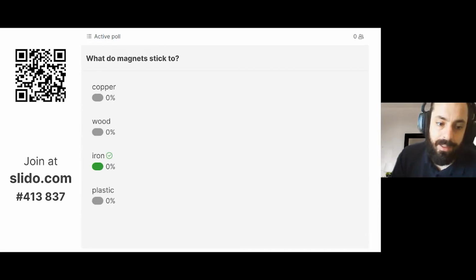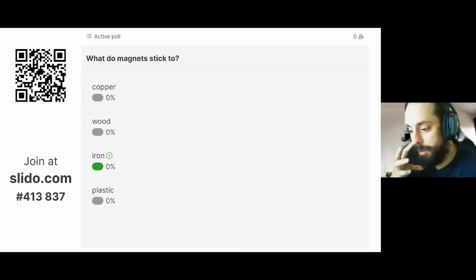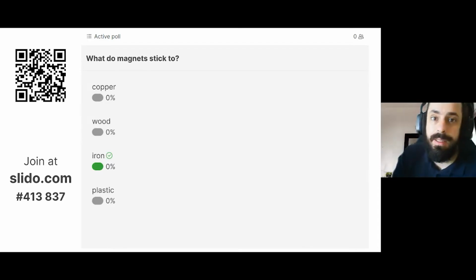So the answer is iron. Okay, copper is not a magnetic material. There are only a few magnetic materials in the periodic table. That's iron, it's cobalt, and it's nickel. Now, some people say, oh, steel is also magnetic. Well, steel contains iron inside, so that's why it's magnetic.